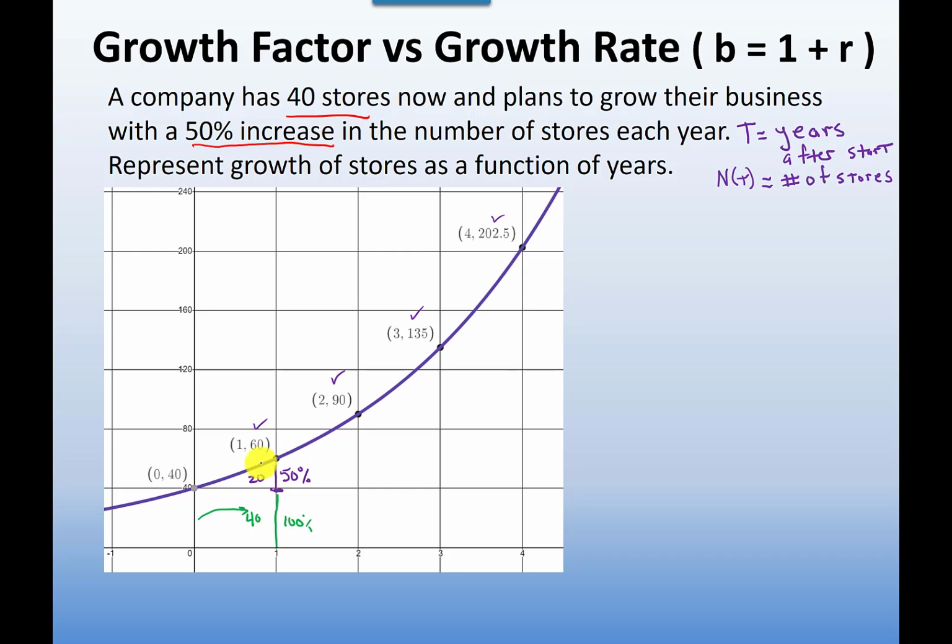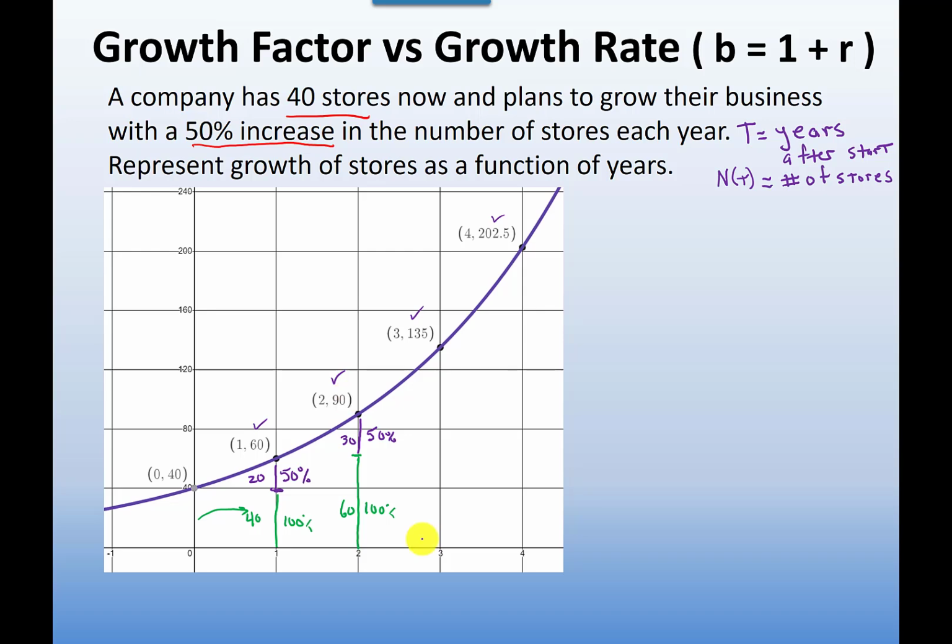Okay, now let's keep this going. Let's look at the second year. At the second year, now we have 60 stores. Well, these 60 stores are all 100% of the year before. So I have 100% of the stores from year one. So now in year two, I still have 100% of all 60 stores from the previous year. But we're going to add something. We're going to have a 50% increase. Now, a 50% increase, 50% of these 60 is 30 new stores. So 60 and 30, that's how we're getting the 90.